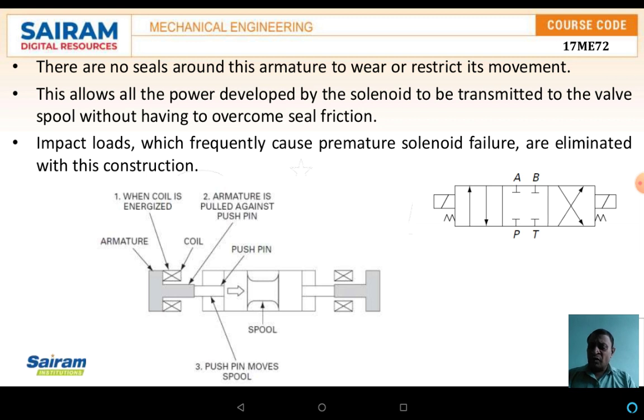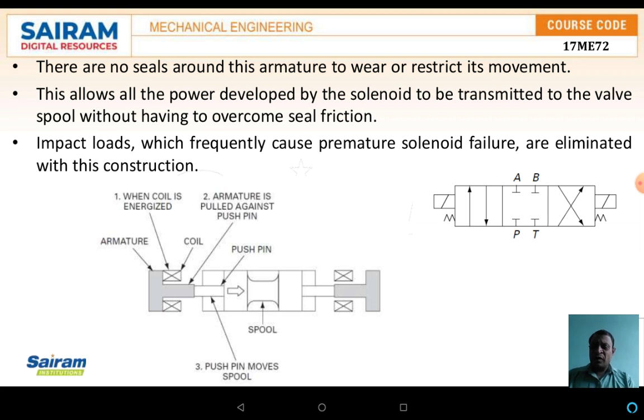The solenoid consists of the armature as well as the coil. Once the coil is energized, the movement of the armature takes place. The movement of the armature is from left to right. It forces the pin for the movement of the spool. Once the spool is moved, it is moving from left to right.